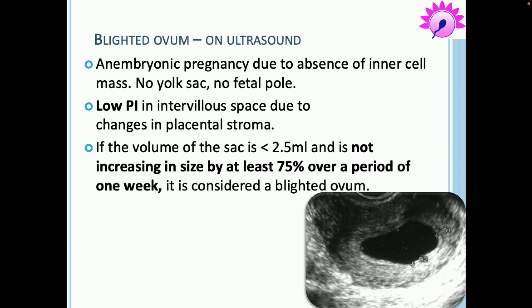If it does not grow, so if the volume of the sac is less than 2.5 ml and is not increasing in size by at least 75% over a period of a week, just like earlier, and it doesn't have a yolk sac also, that's when you would say yes, it is a blighted ovum.